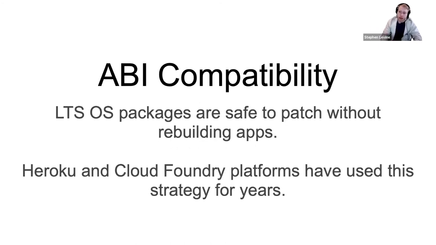And to do this, we rely on ABI compatibility, which is this contract provided by operating system vendors, like Canonical with Ubuntu Bionic, where they provide an LTS version of the operating system that just gets security patches that have a strong guarantee that they're not going to change the behavior of code that's linked against operating system code. And so Heroku and Cloud Foundry are examples of platforms that have used LTS operating system package container distributions to patch CVEs at scale in production scenarios for a long time.